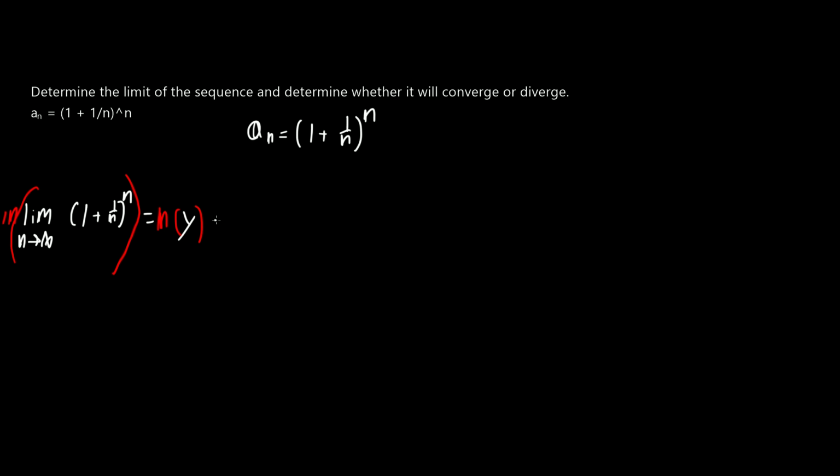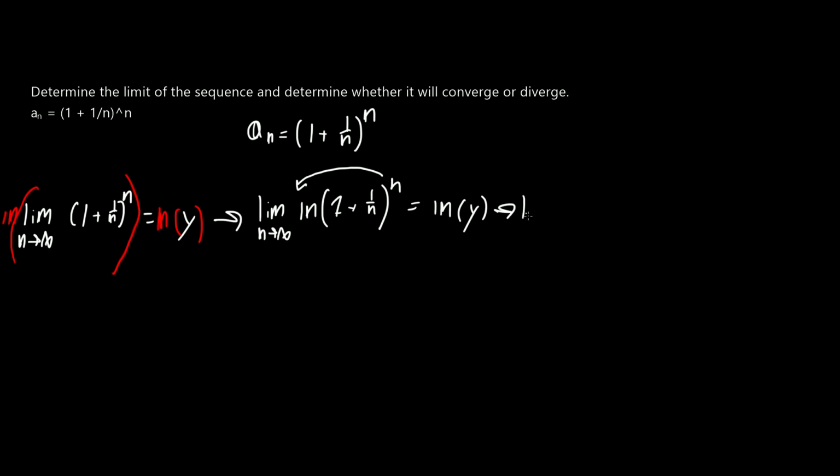Let me begin by moving this natural log inside of the limit to make this next step a little bit more clear. So we're going to have the limit as n approaches infinity of the natural log of (1 plus 1/n) to the power of n, and this will equal the natural log of y. A property of a natural log allows us to move the exponent to the front. So then we're going to have the limit as n approaches infinity of n multiplied by the natural log of 1 plus 1/n, and this will equal the natural log of y.